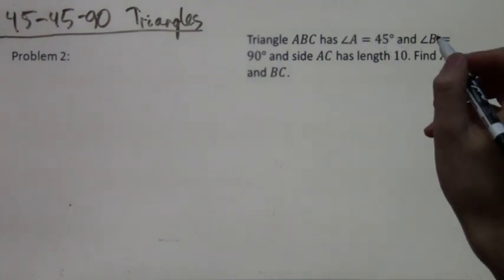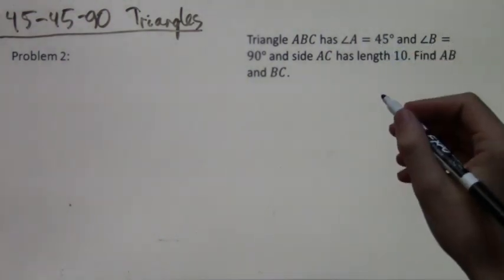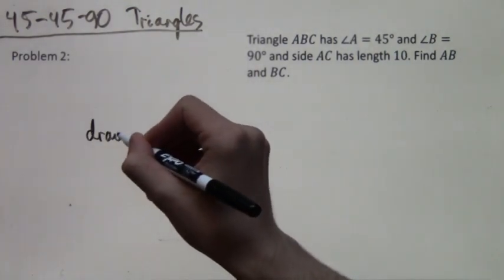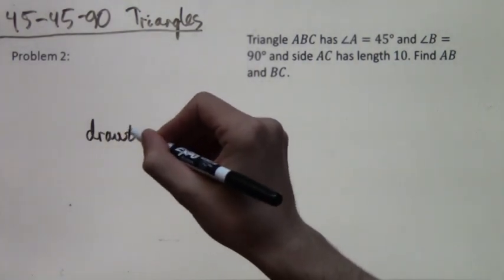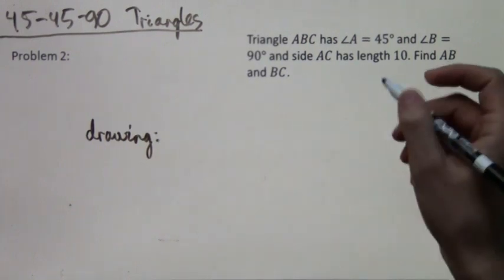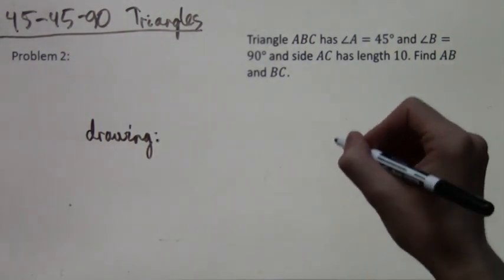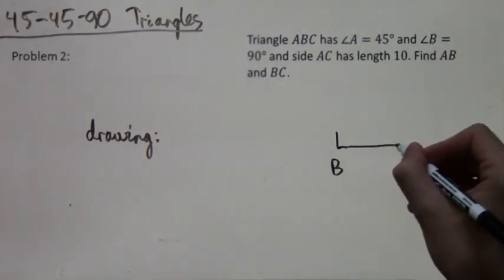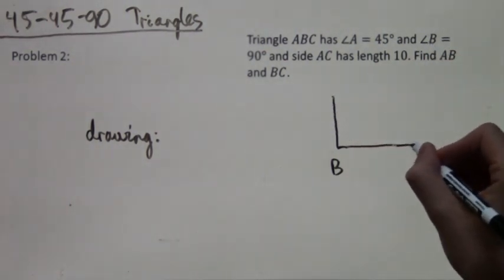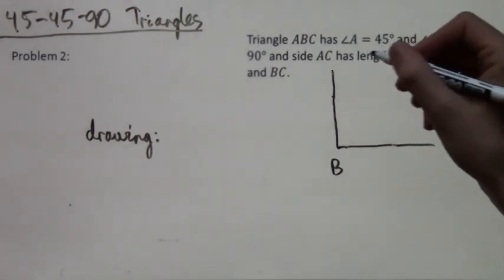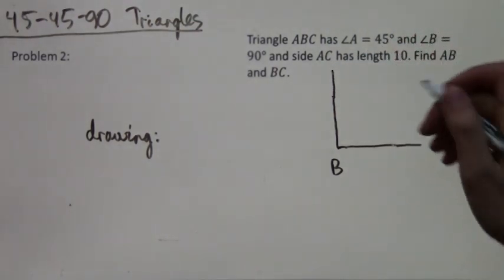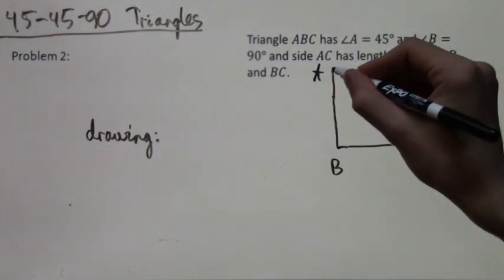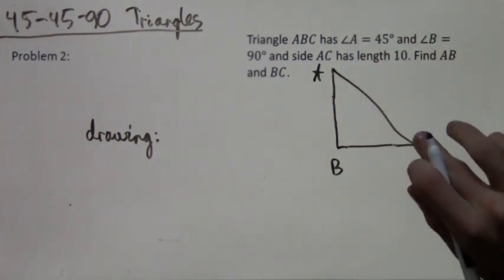So we have triangle ABC. Angle A is 45 degrees. Angle B is 90 degrees. Side AC has length 10. The trick to these sorts of problems where it's just written down is to make a drawing. So I start with angle B, which is 90 degrees, because 90 degrees is easy to draw. Next, we know that A is 45 degrees, which means we have a 45, 45, 90 triangle. So I make two sides of equal length, like this.